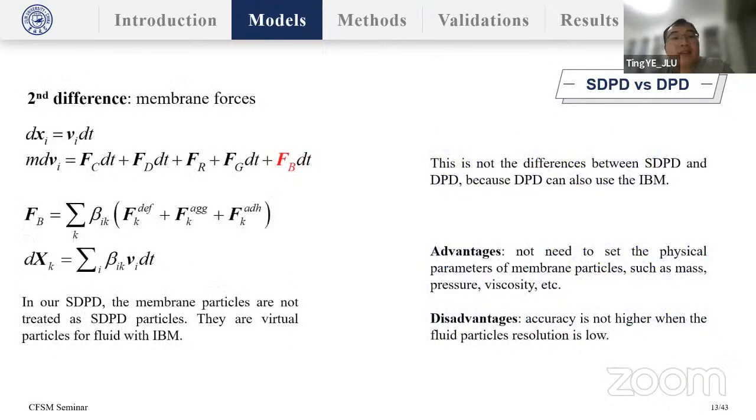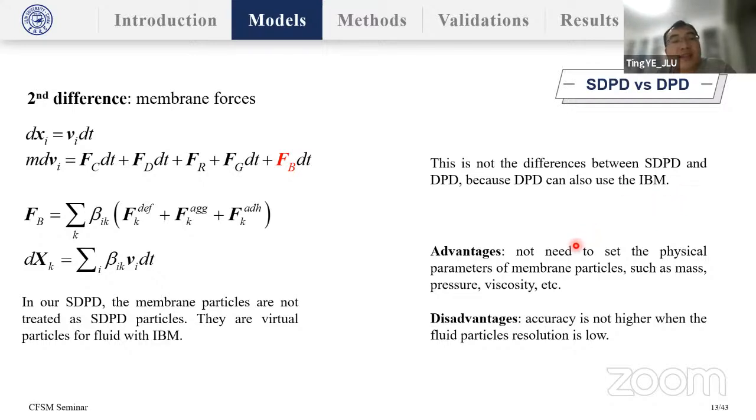Okay, the second difference is the membrane force, FB. In our work, we use the immersed boundary method to treat the interaction between fluid and cell. The membrane particles are not treated as SDPD particles; they are water particles for fluid. However, in DPD, the membrane is often modeled as DPD particles. Actually, this is not a difference between SDPD and DPD, because DPD can also use the immersed boundary method.